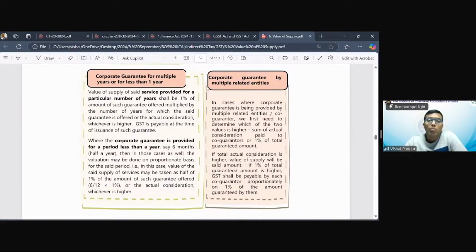Corporate guarantee by multiple related entities. So more than one person is standing as your guarantee. Then in cases where corporate guarantee is being provided by multiple related persons, co-guarantors, we first need to determine which of the two values is higher. So first see whether 1% or the actual amount charged, which of the two values is higher: sum of consideration paid to co-guarantors or 1%.